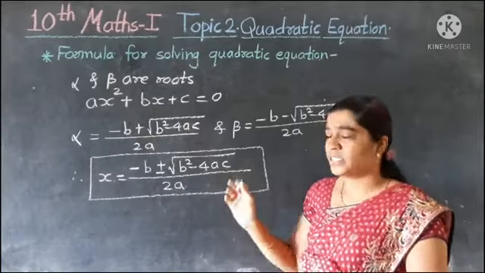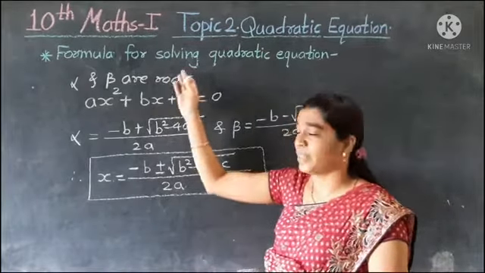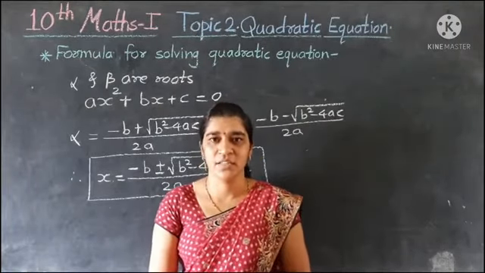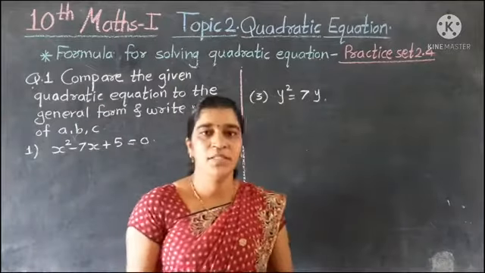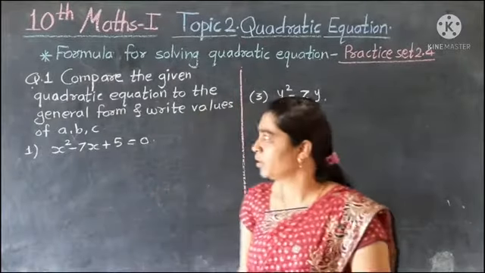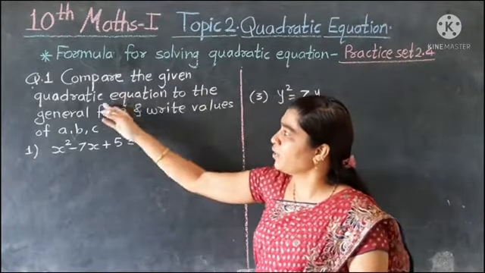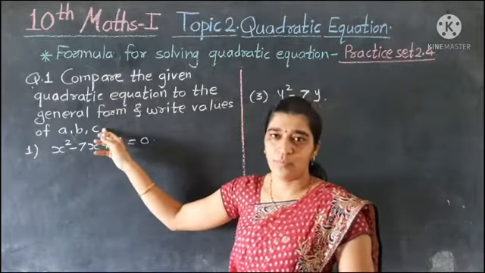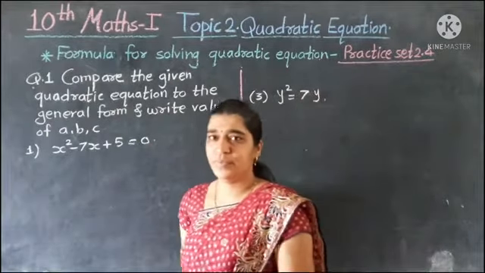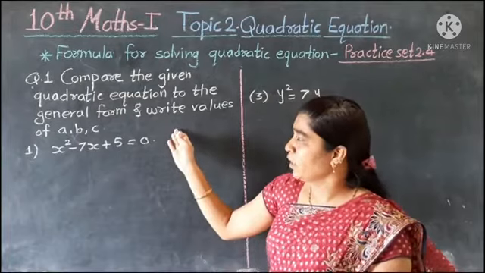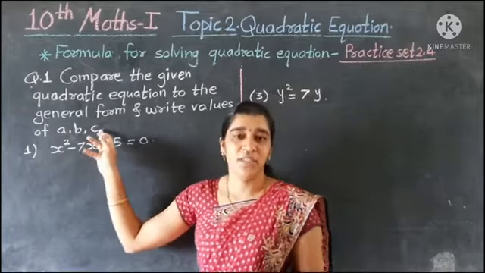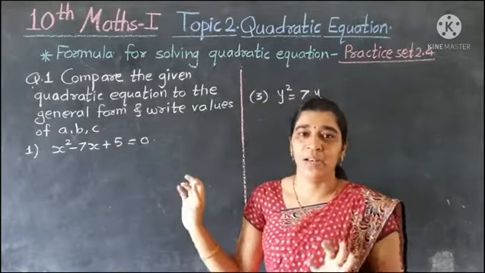Okay, now we will see examples on this formula method of solving quadratic equation. We see examples in practice set 2.4. So let's start. See students, we will see some examples in practice set 2.4. Question 1 is: compare the given quadratic equation to the general form. General form means standard form, and write the values of a, b, c. Why are we given this type of question? Because in the formula method we want the values of a, b, c.